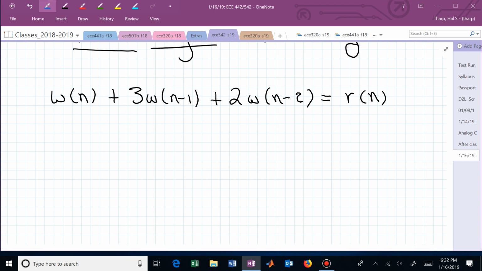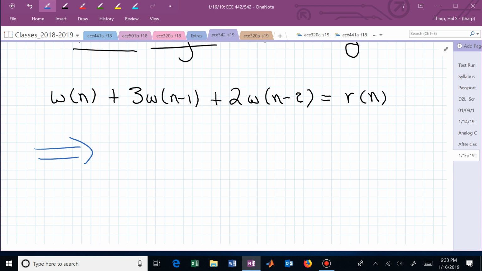And that should look familiar. It's exactly the same structure as what we've been playing with all along, but now what we want to do is actually create an all delay block diagram that would solve this difference equation if we plugged in an R of n and the initial conditions on the W's. And one way to do that is to first isolate the variable with the largest index.